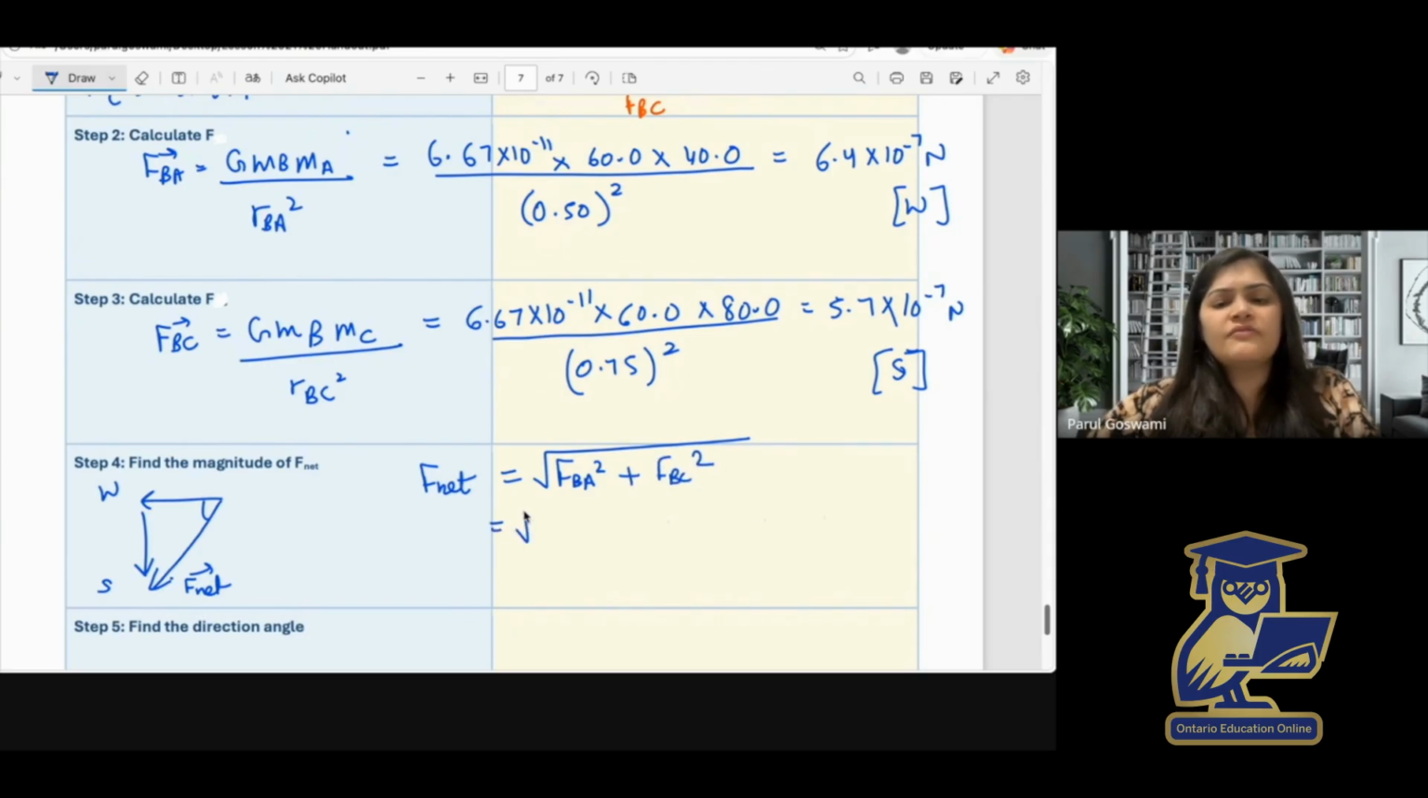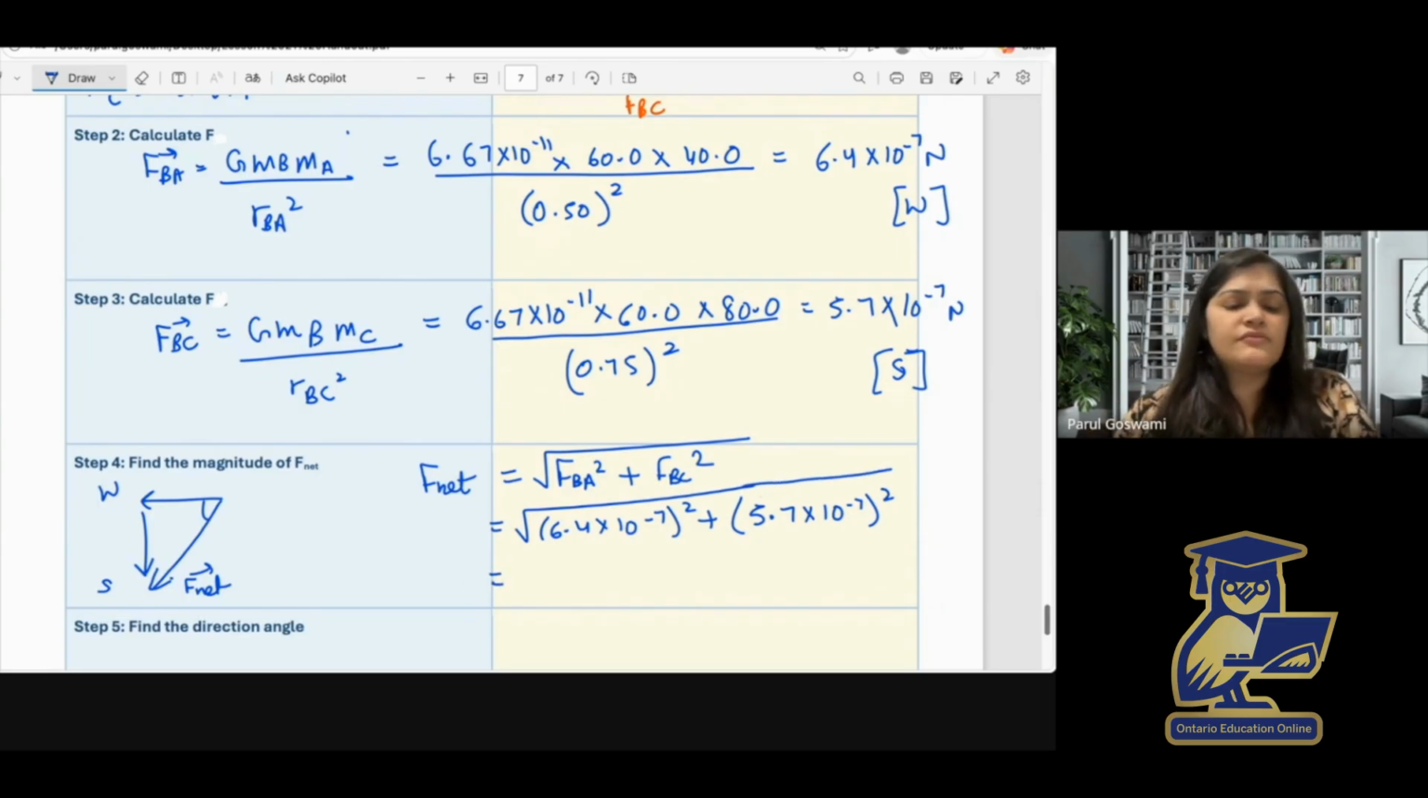We will plug in the values. FBA is 6.4 times 10 raised to the power negative 7, squared, plus FBC is 5.7 times 10 raised to the power negative 7, squared. Now on solving this, we will get 8.6 times 10 raised to the power negative 7 newtons. So this is the magnitude of F net.